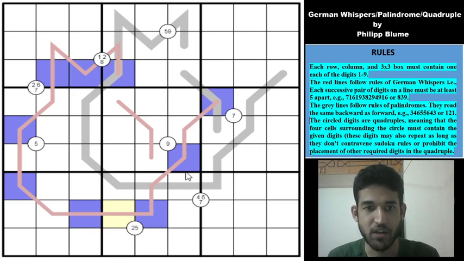So with that, we'll start solving this grid. Hopefully we get something really good to continue the Sudoku.